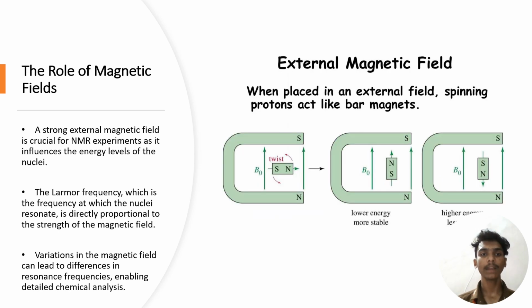The role of magnetic fields. A strong external magnetic field is crucial for NMR experiments as it influences the energy levels of the nucleus. The Larmor frequency, which is the frequency at which the nuclei resonate, is directly proportional to the strength of the magnetic field. Variations in the magnetic field can lead to differences in resonance frequency, enabling detailed chemical analysis. When placed in an external field, spinning protons act as bar magnets.